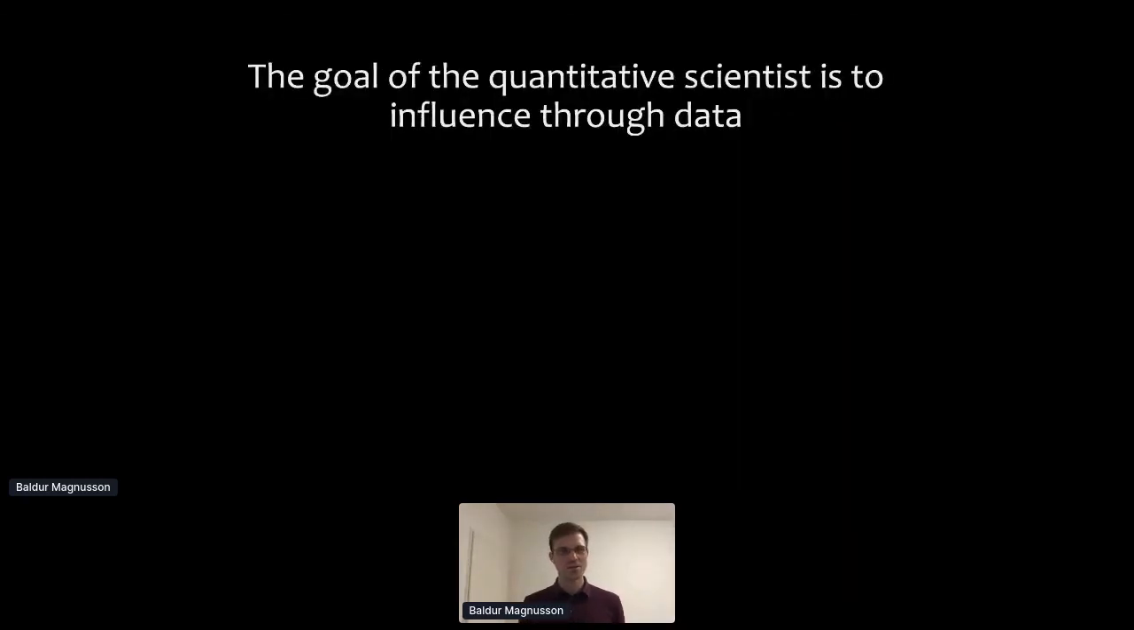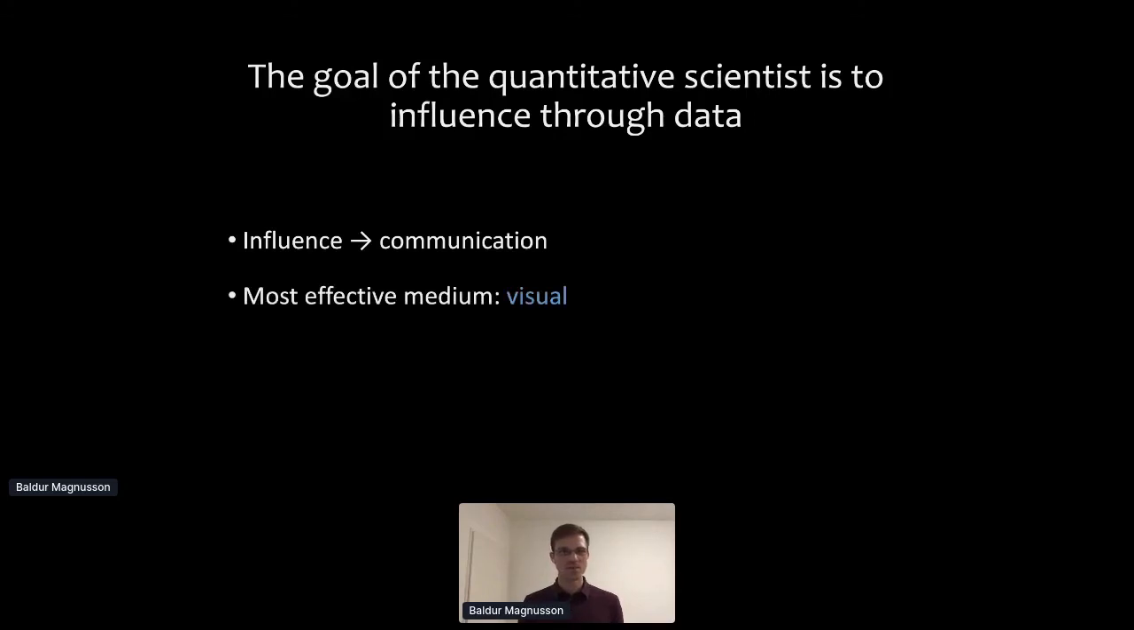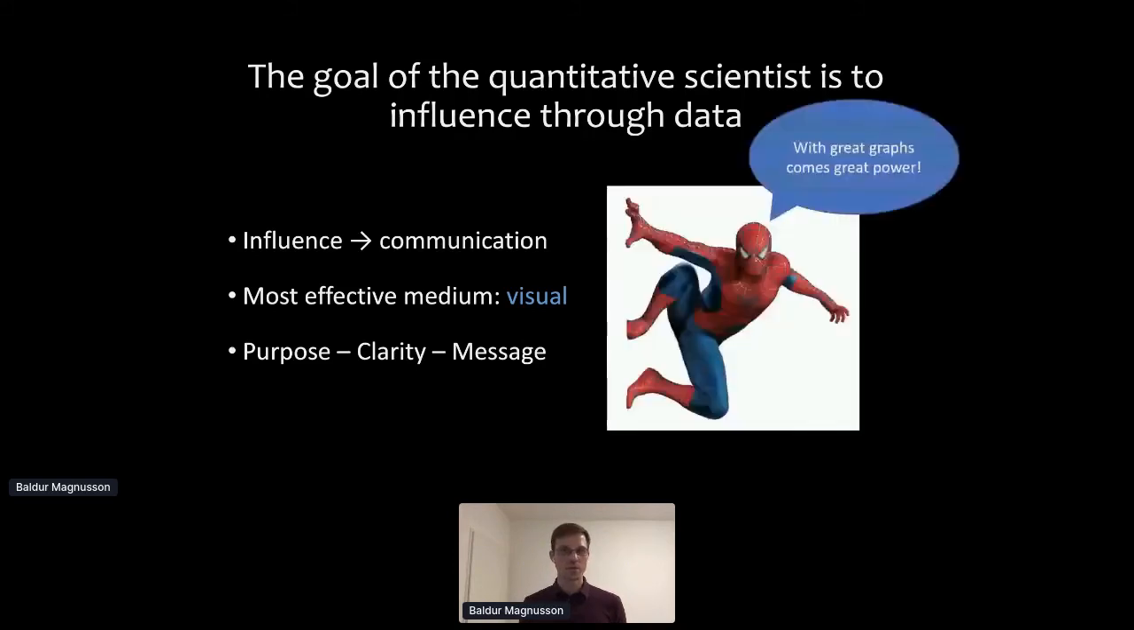So as I said in the beginning, our goal as 21st century quantitative scientists is to influence teams, our stakeholders, through our analysis of the data. And that influence necessarily involves communication, and the most effective medium for that communication is the visual. And with our friends purpose, clarity, and message, we maximize our impact and we elevate our influence with our stakeholders. And as Spider-Man definitely once said, with great graphs comes great power.